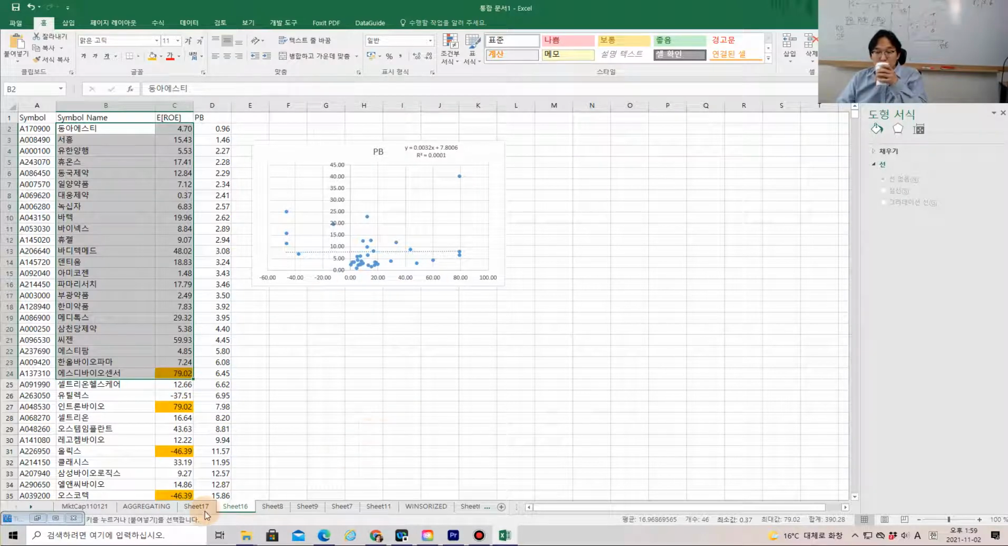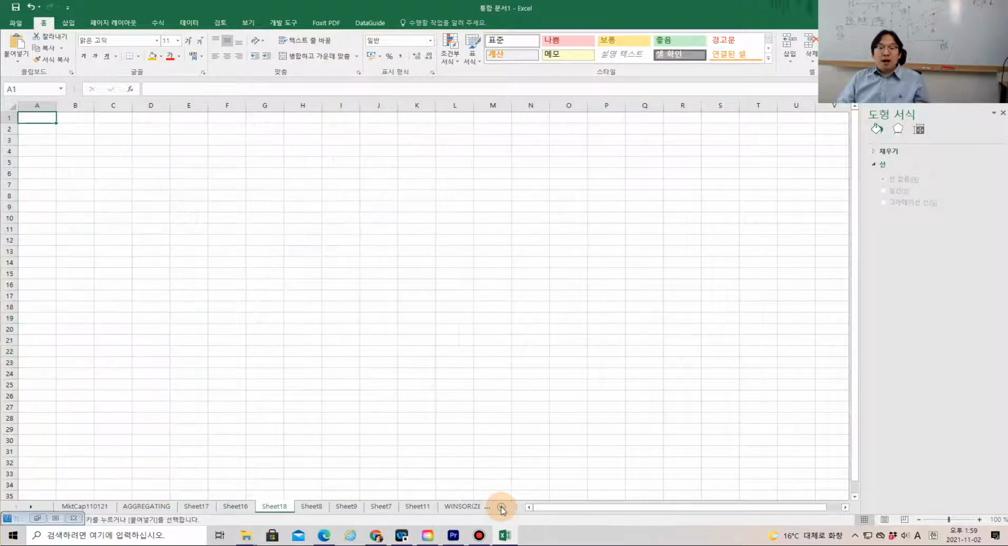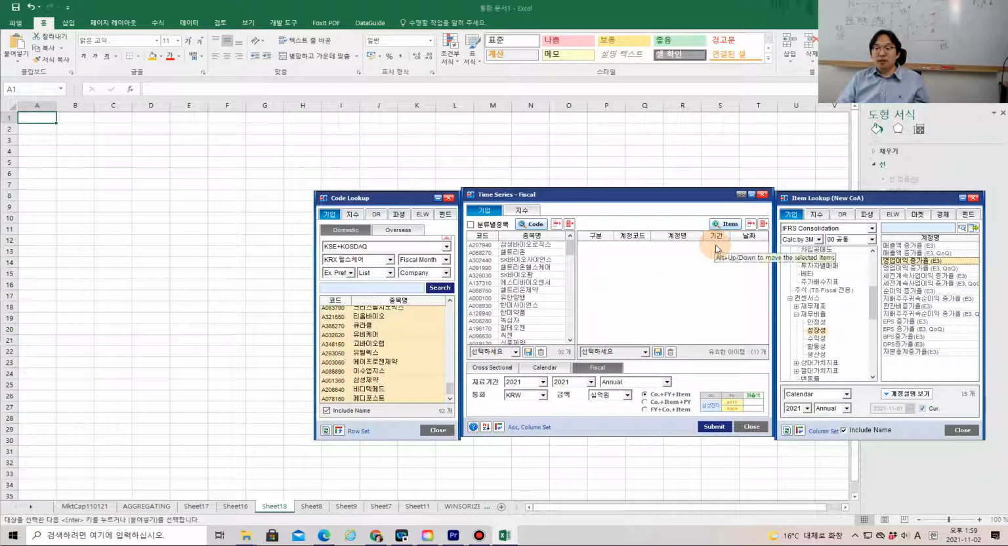So what do I do? Well, for this purpose, I would download one more time the expected growth rate. Okay, expected growth rate. You open up this data guide and then choose consensus, which is analyst expectation about the same companies, but the growth rates, right? 성장성. All right. Biotech, it's all about growth. So choose these two. Sales growth and then operating income growth.